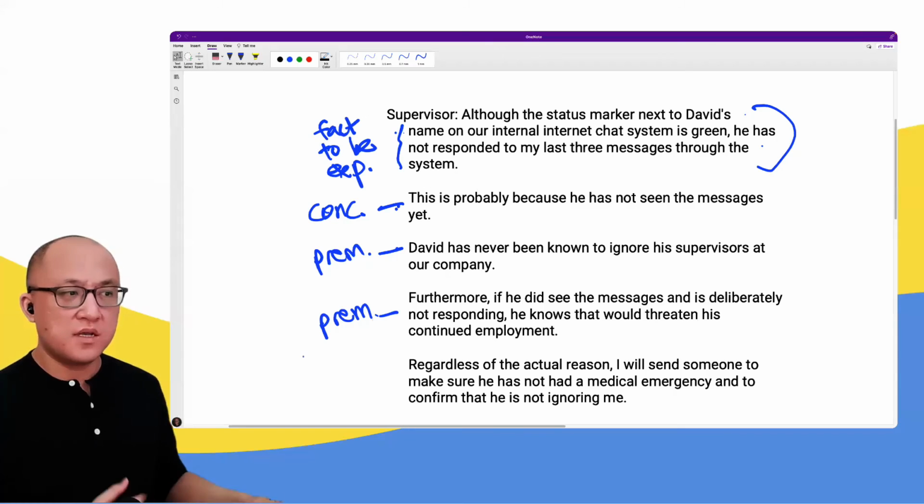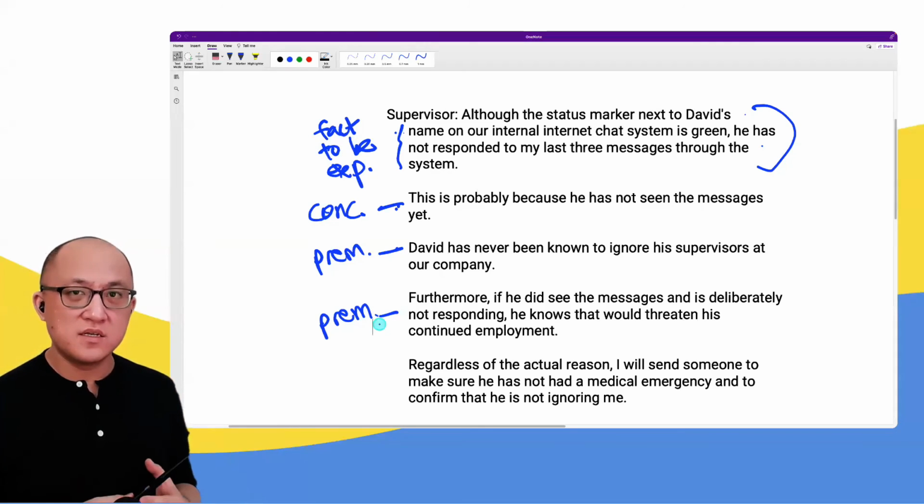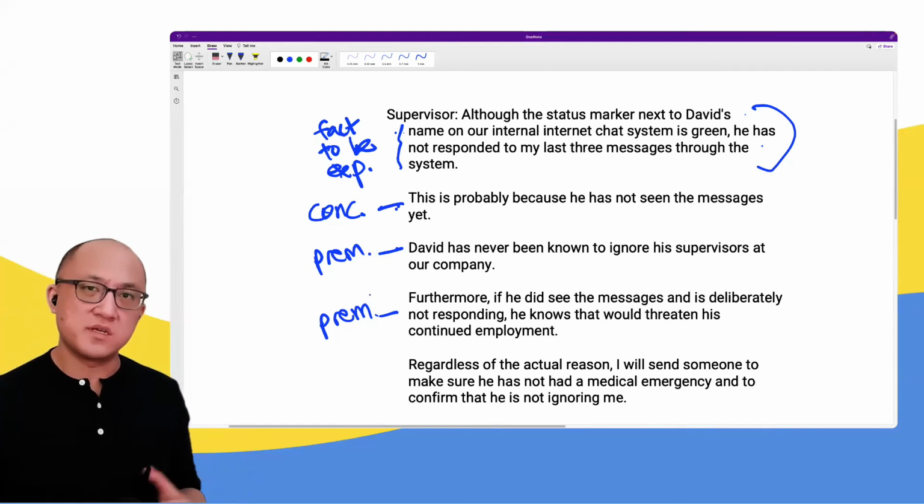So, how do you know, by the way, that these two are premises? Like, what makes them not intermediate conclusions? Can you think about that? David has never been known to ignore supervisors at the company. Why isn't that an intermediate conclusion here?